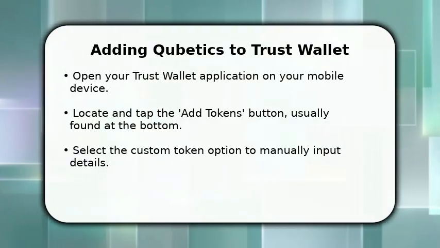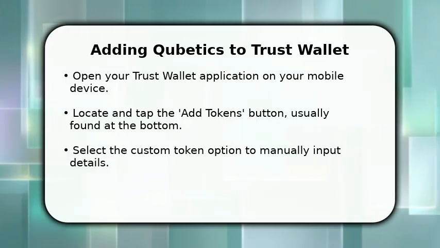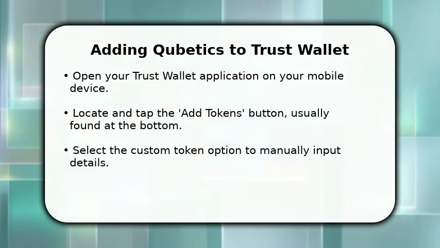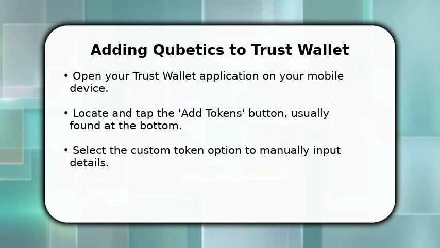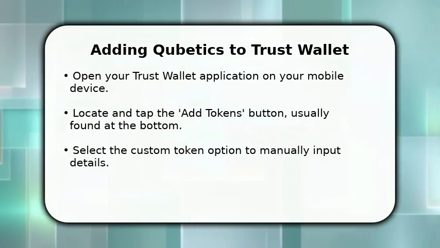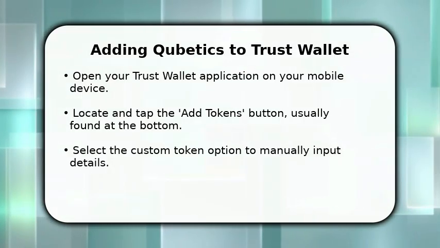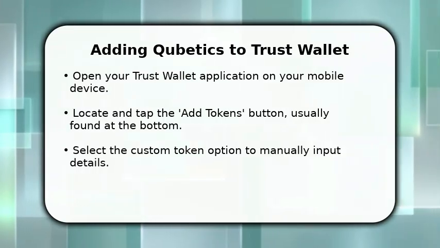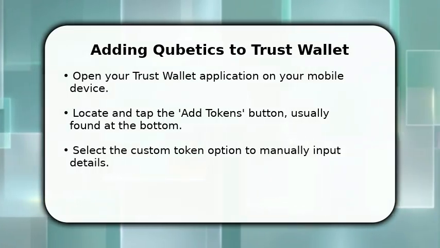In this video, I will show you how to add Qudbits to Trust Wallet. First, launch your Trust Wallet app on your mobile device. Once it's open, look for the Add Tokens button, which is typically found at the bottom of your main screen. Tap this button to proceed.